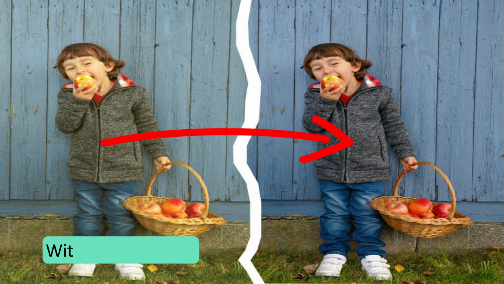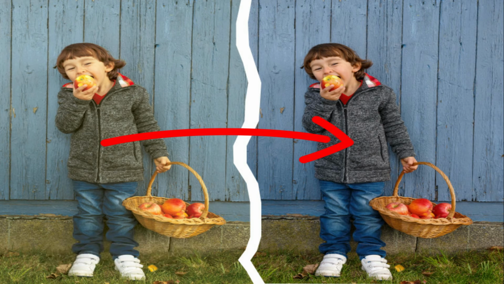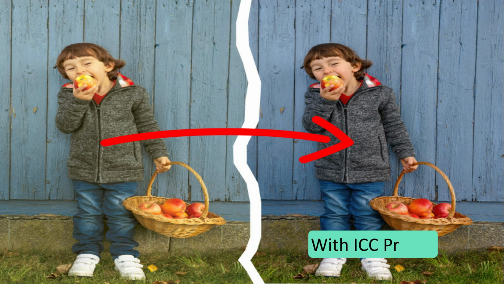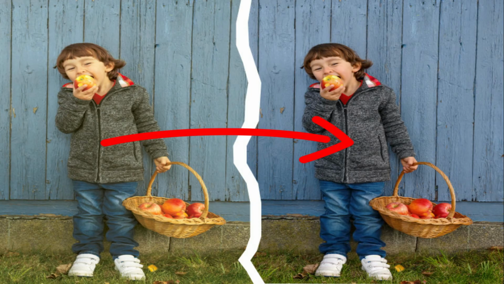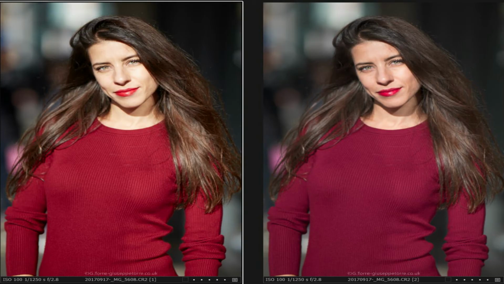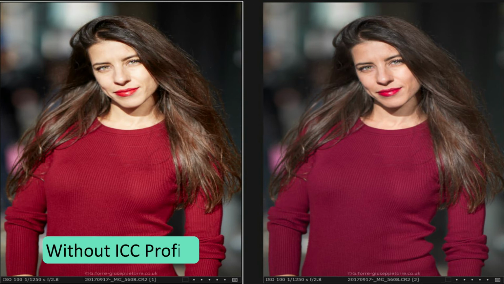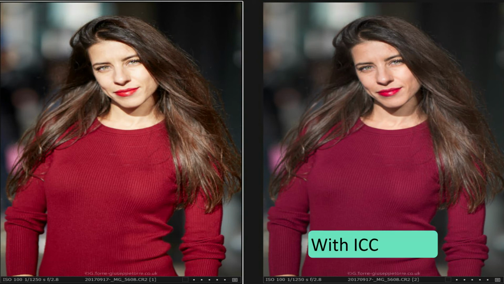Without using the right ICC profile, the left side image has more bright colors. And the right side image has the real color of the picture. Now let's compare this image. Without the ICC profile, the image shows more bright colors. And the right side image has the real color of the picture.